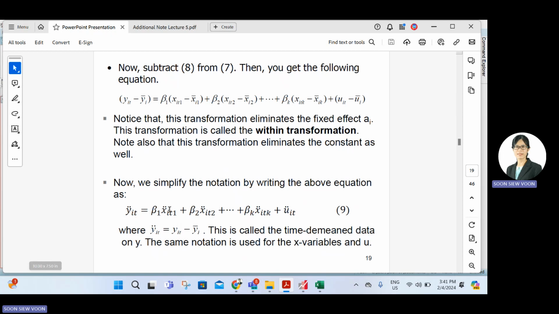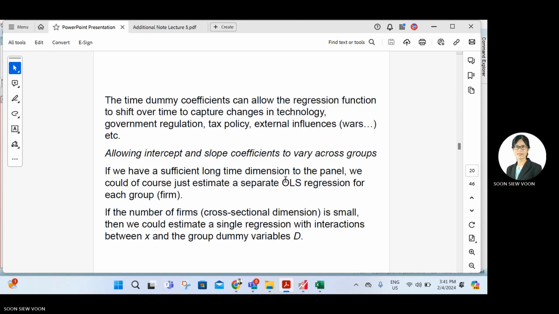So your y, your x1, x2 up to xk, and your residual. We have a dot here, which is actually called time demeaned. Time demeaned data on the y. You can also apply the same notation for the x variables as well.